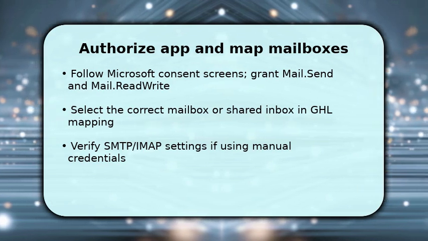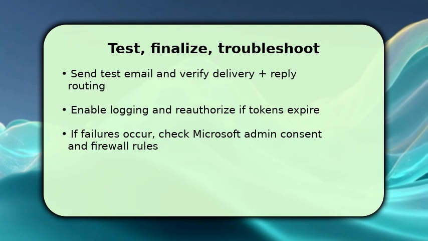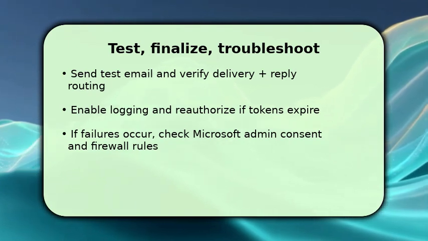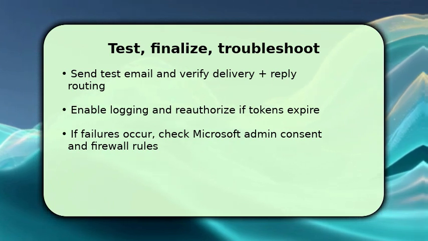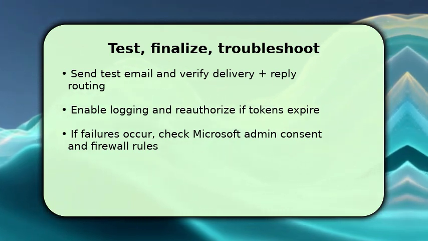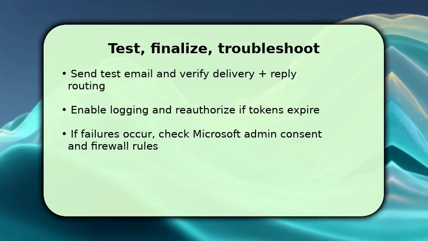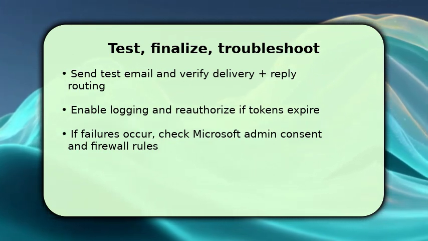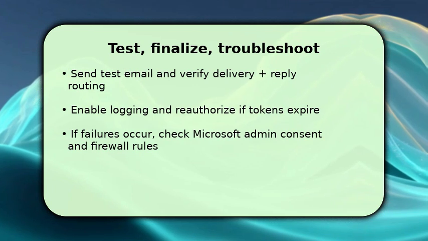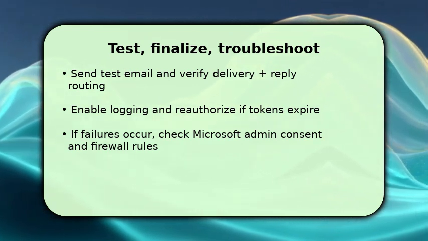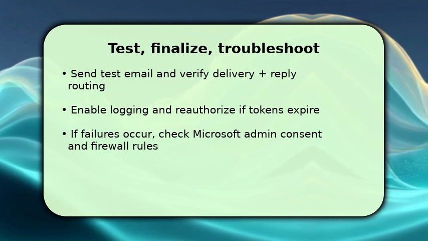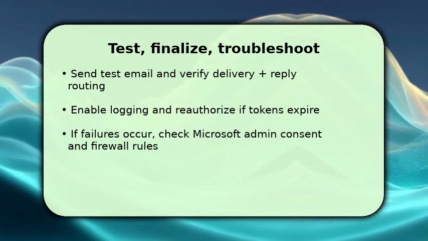After mapping, send a test email from GHL to confirm delivery, and reply to it to verify inbound routing back into your GHL threads. Once done, enable logging in GHL and monitor for token expiration warnings so you can reauthorize proactively. If something fails, make sure the Microsoft admin consent includes delegated permissions and inspect firewall or conditional access rules that may block API calls.